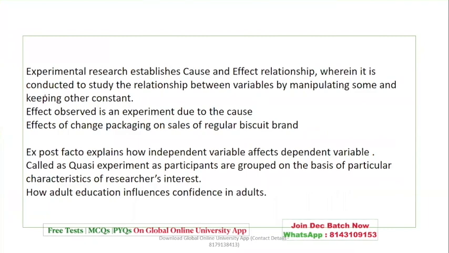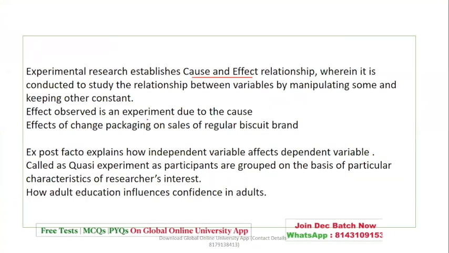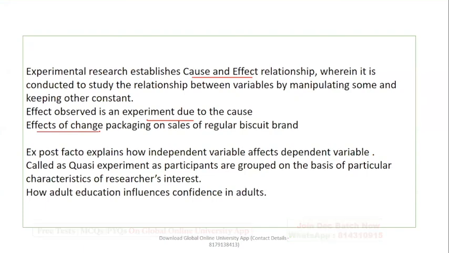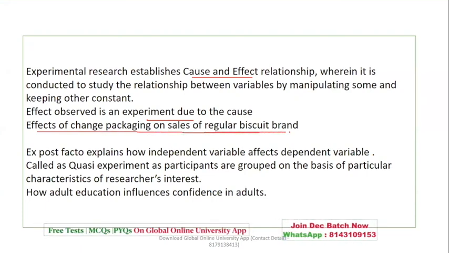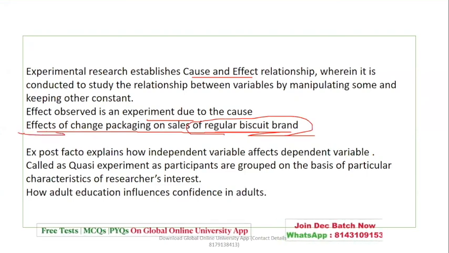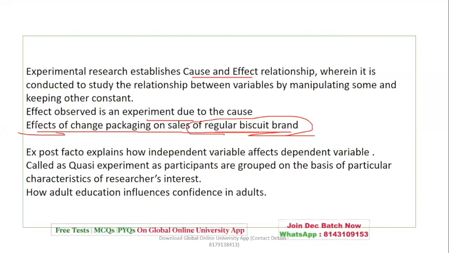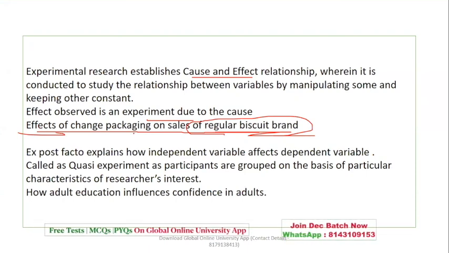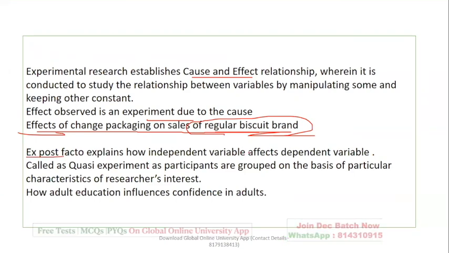It's basically a form of universal behavior. Now, experiment, as I said, here we have studied cause and effect, but the effect is observed in an experiment due to a cause. Here is an example: change of packaging on the sales of a regular biscuit brand. So if you want to experiment this, you need to find out whether the packaging has resulted in an effect on sales.